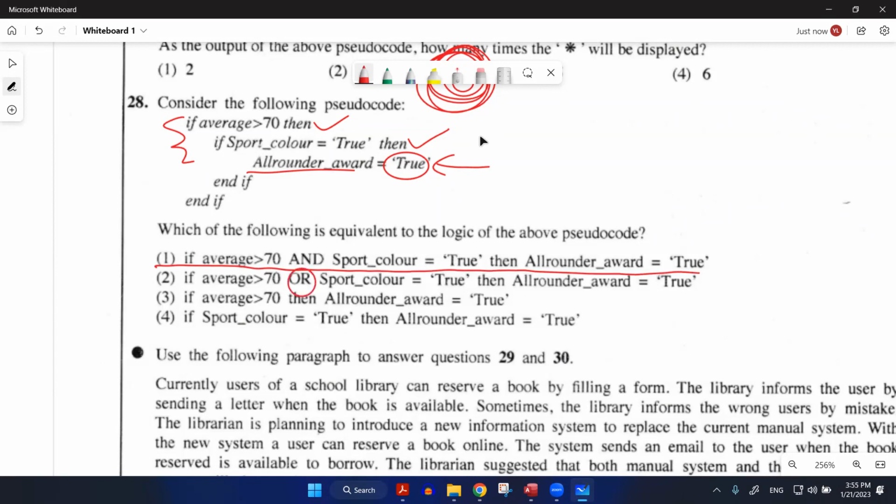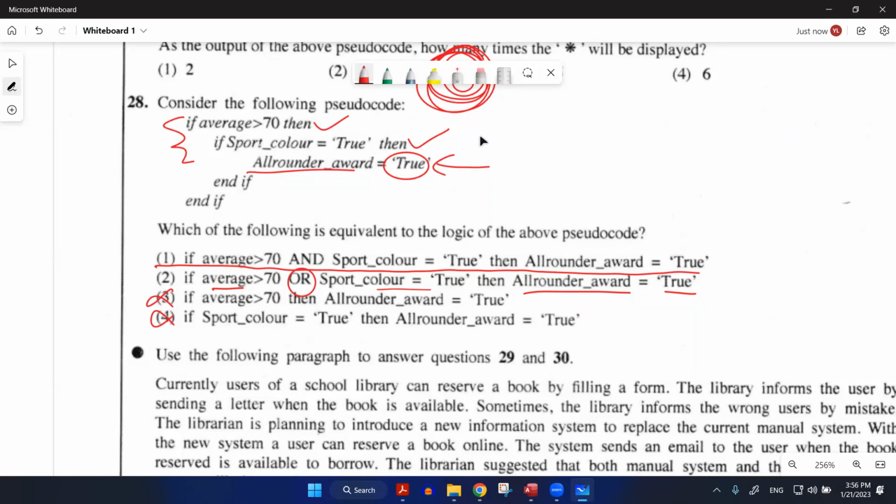OR will assign true to the all-rounder award for any of the correct conditions, right? It doesn't matter whether both things are correct or not. Just one being correct is enough, right? And not the third and not the fourth, because they are individually thinking about the conditions.